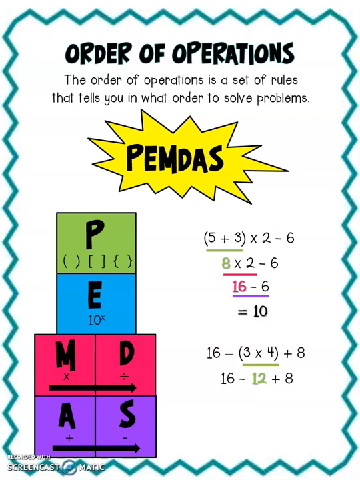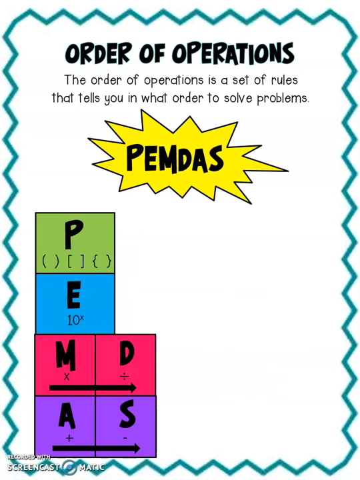There's no more parentheses, there's no exponents, and there's no multiplication or division, so now I need to decide between addition and subtraction. This is where that arrow is going to be really important. That arrow reminds me that I need to solve in the order that these two operations come up, moving from left to right. Since the subtraction problem comes first, I'll solve 16 minus 12 before I do any addition. That's going to give me 4 plus 8, which means I'll finally add those two pieces together for an answer of 12.